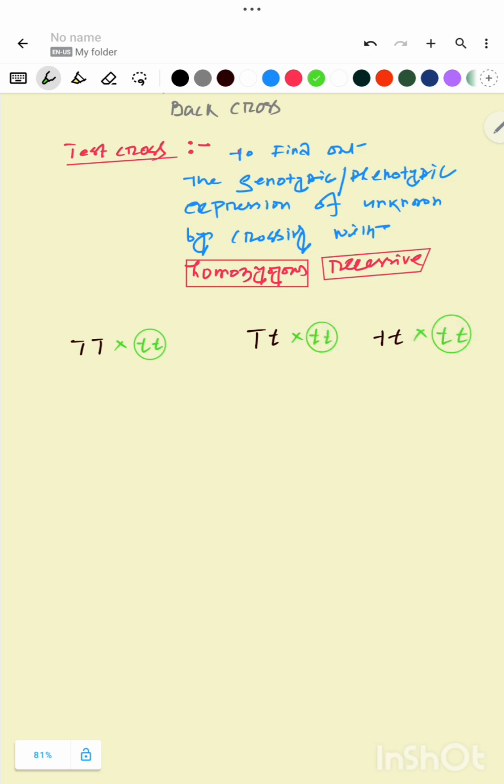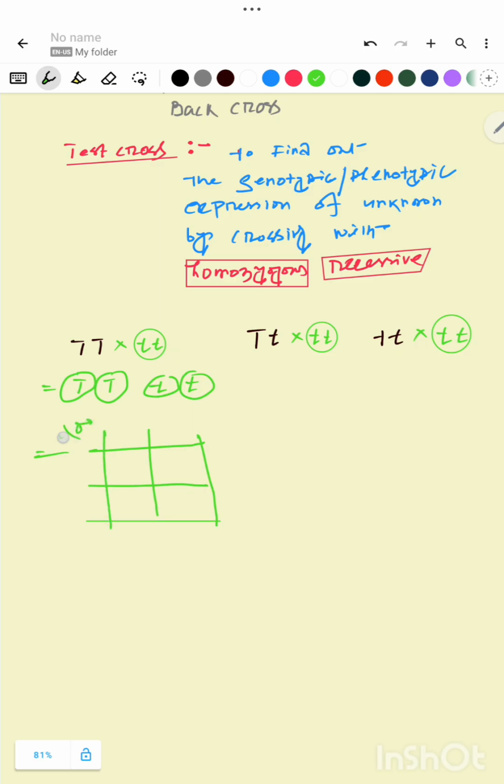So let's do the crossing. From here, obviously, the gametes will be capital T, capital T. From the other parent also two gametes will form. If you do the crossing, what will happen? Here you can write male, female. Every offspring is capital T, small t. If you find the ratio, it will be 4:0. So in the case of F1, if the unknown is capital T capital T, then the ratio will be 4:0.